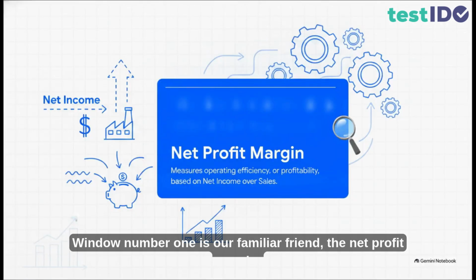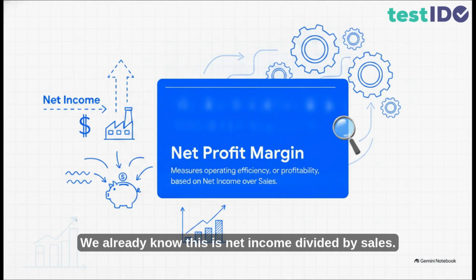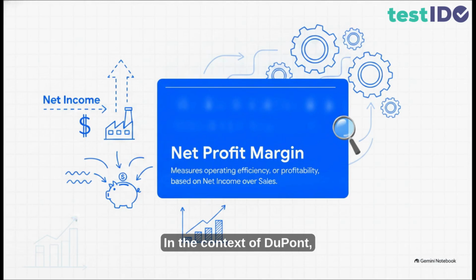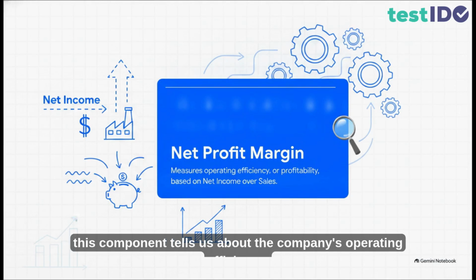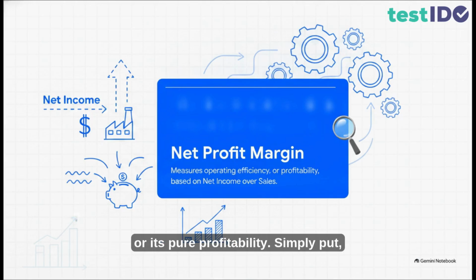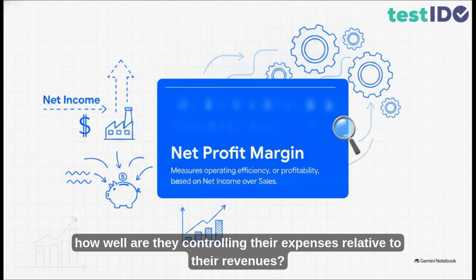Window number one is our familiar friend, the net profit margin. We already know this is net income divided by sales. In the context of DuPont, this component tells us about the company's operating efficiency, or its pure profitability. Simply put, how well are they controlling their expenses relative to their revenues?